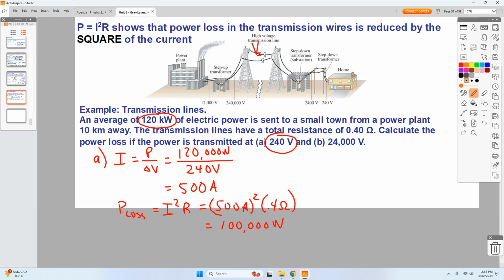Could you do that as a percentage of what I'm trying to supply? I'm trying to supply 120,000 watts, and I'm losing 100,000 watts in the wires. What percentage am I losing? Just do a ratio of 100,000 to 120,000. You're losing 83%. Yeah, this is about an 83% loss.